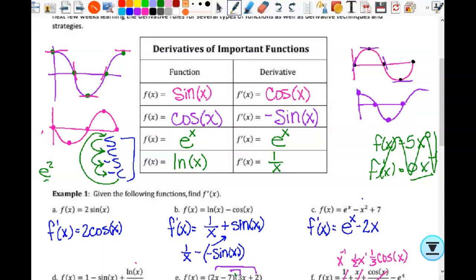Okay, so remember our derivatives of important functions, right? The derivative of sine is cosine, cosine is negative sine, and if you do this little thing, you can kind of figure out how it goes along. E to the x is an easy one, it's just e to the x. Natural log of x is 1 over x, right? And we worked through quite a few of these.